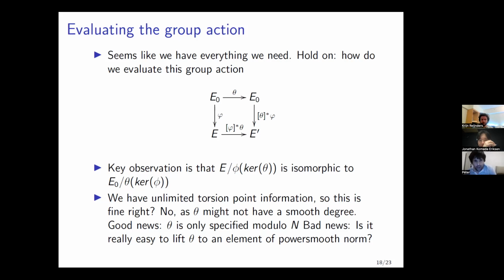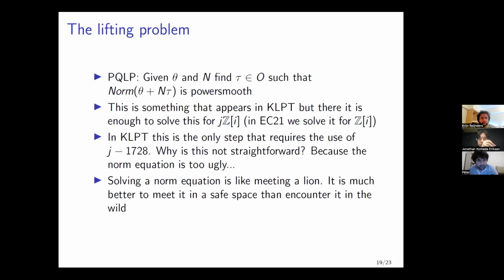But then the issue is, how hard is this problem? How hard is it to find the representative in a given coset that has a power smooth norm? This is what we call the PQLP problem. Given theta and n, find tau such that the norm of theta plus n times tau is power smooth. So again, if you know KLPT well enough, this is a problem that appears in the KLPT paper as well. But they only solve it for very specific kind of elements. They only solve it for elements which are of the form J times Zi.